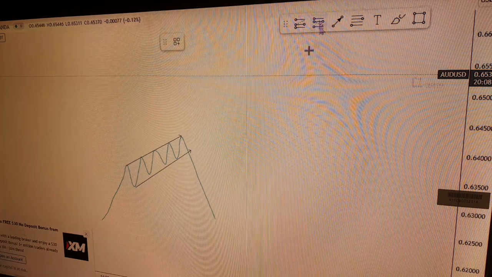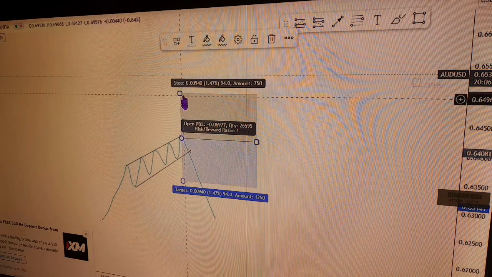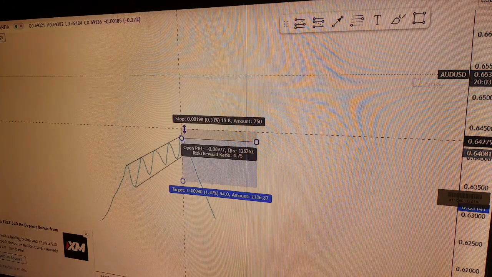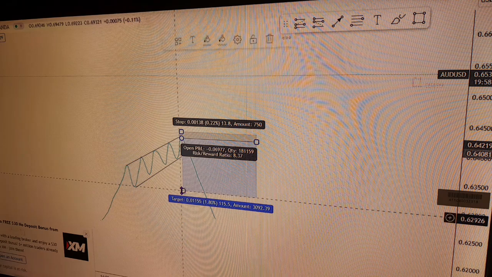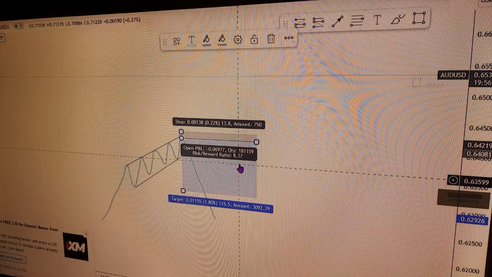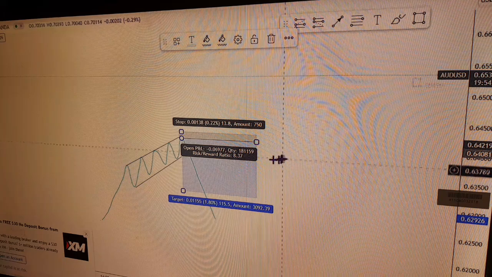Let me show you. Let's say you enter your trade right over here. Then your stop loss will be up over here. Then your TP is going to be the 90% rule. You're going to have a solid 1:8 risk to reward ratio.